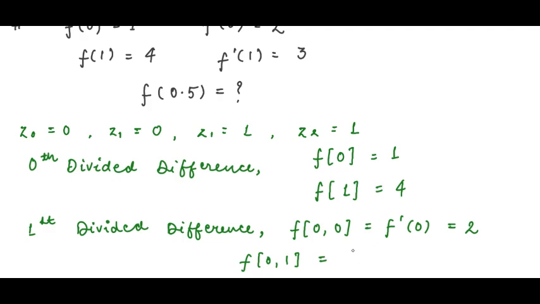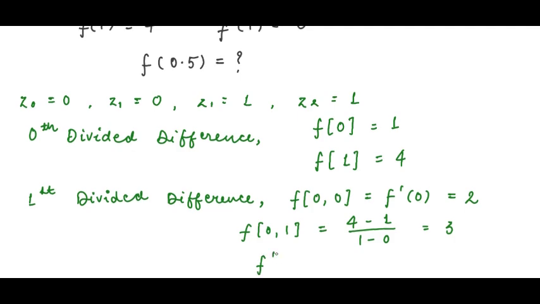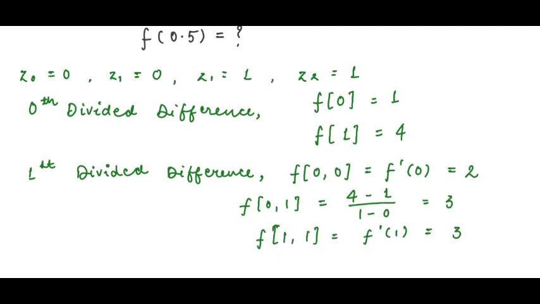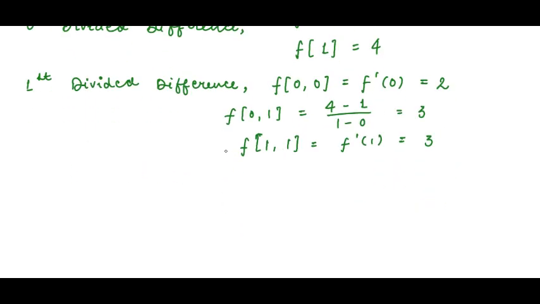Now calculating the value for f at 0, 1, we get 4 minus 1 divided by 1 minus 0, which is 3. And for the repeated 1, we have the function at 1, 1 as f dash 1, which is 3. So the first divided differences are 2, 3 and 3.